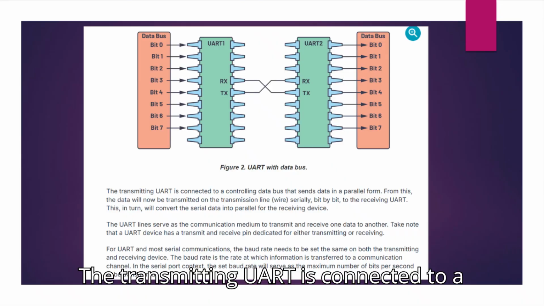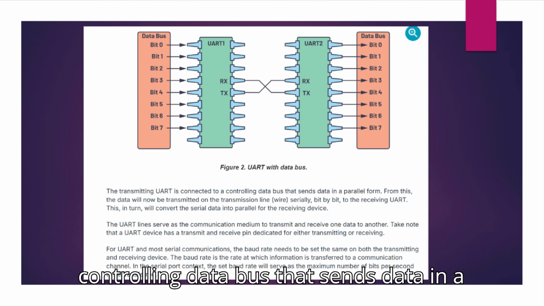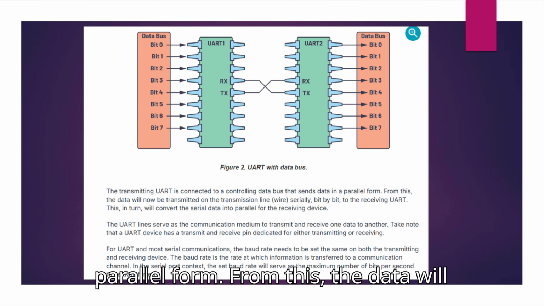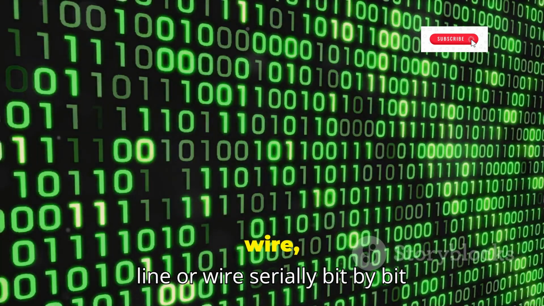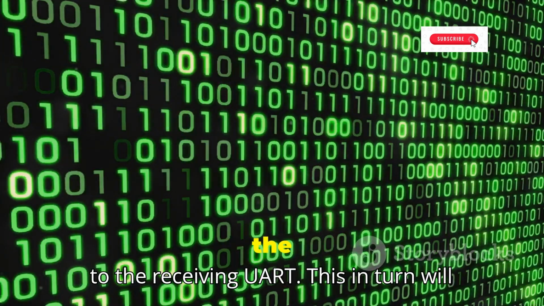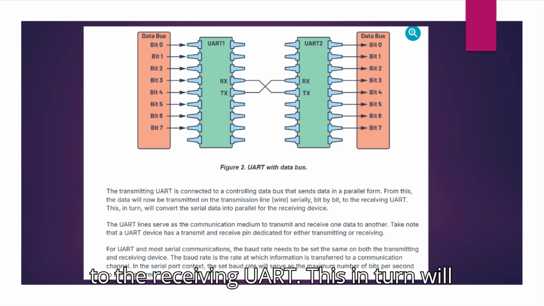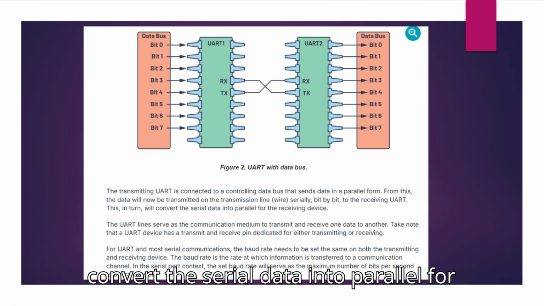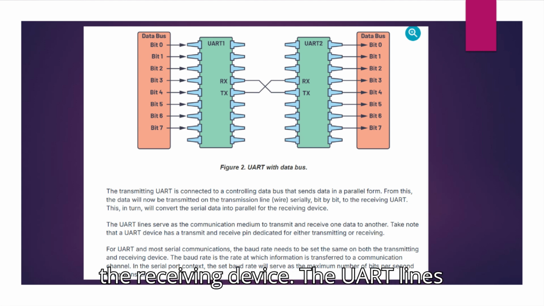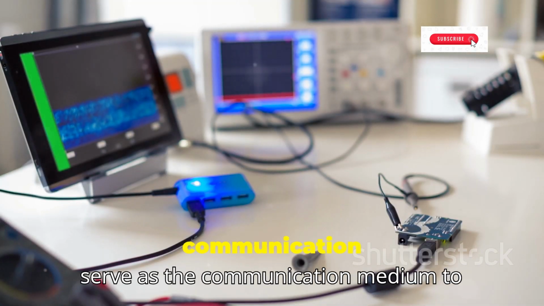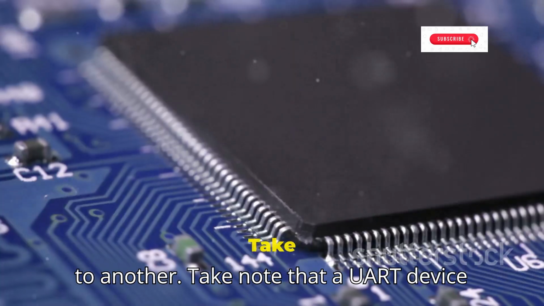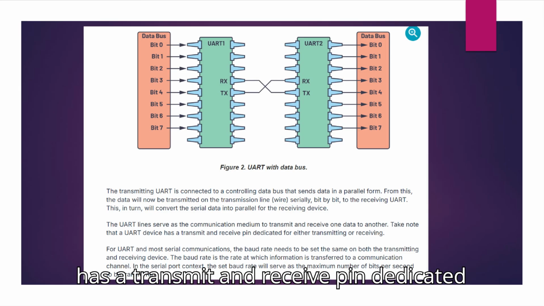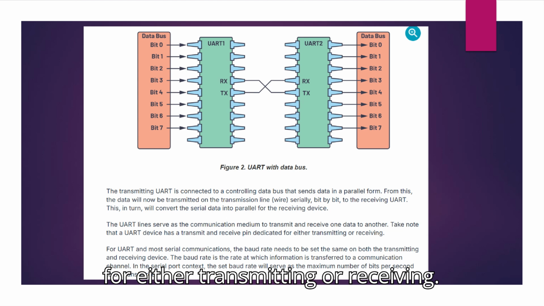The transmitting UART is connected to a controlling data bus that sends data in a parallel form. From this, the data will now be transmitted on the transmission line, or wire, serially, bit by bit, to the receiving UART. This in turn will convert the serial data into parallel for the receiving device. The UART lines serve as the communication medium to transmit and receive data from one device to another. Take note that a UART device has a transmit and receive pin dedicated for either transmitting or receiving.